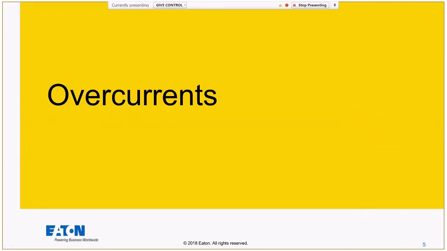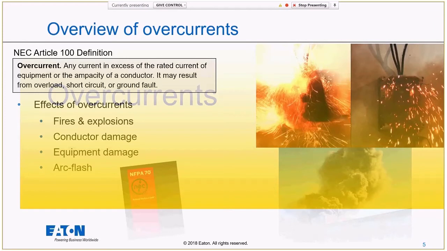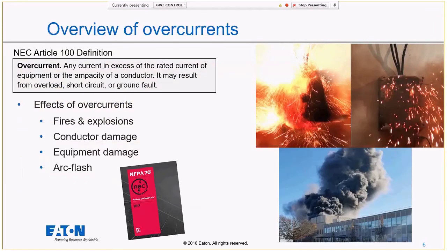What is an overcurrent? An overcurrent is any current in excess of what something is rated for. That something might be equipment, it might be a conductor, but any amount of current that is in excess of what it's rated for. Could be 1 amp too much, it could be thousands of amps too much. Any amount of excess current makes it an overcurrent condition. The effects of overcurrents are where we get fires, explosions, conductor damage, equipment damage. This is why we want to protect ourselves from overcurrent conditions.